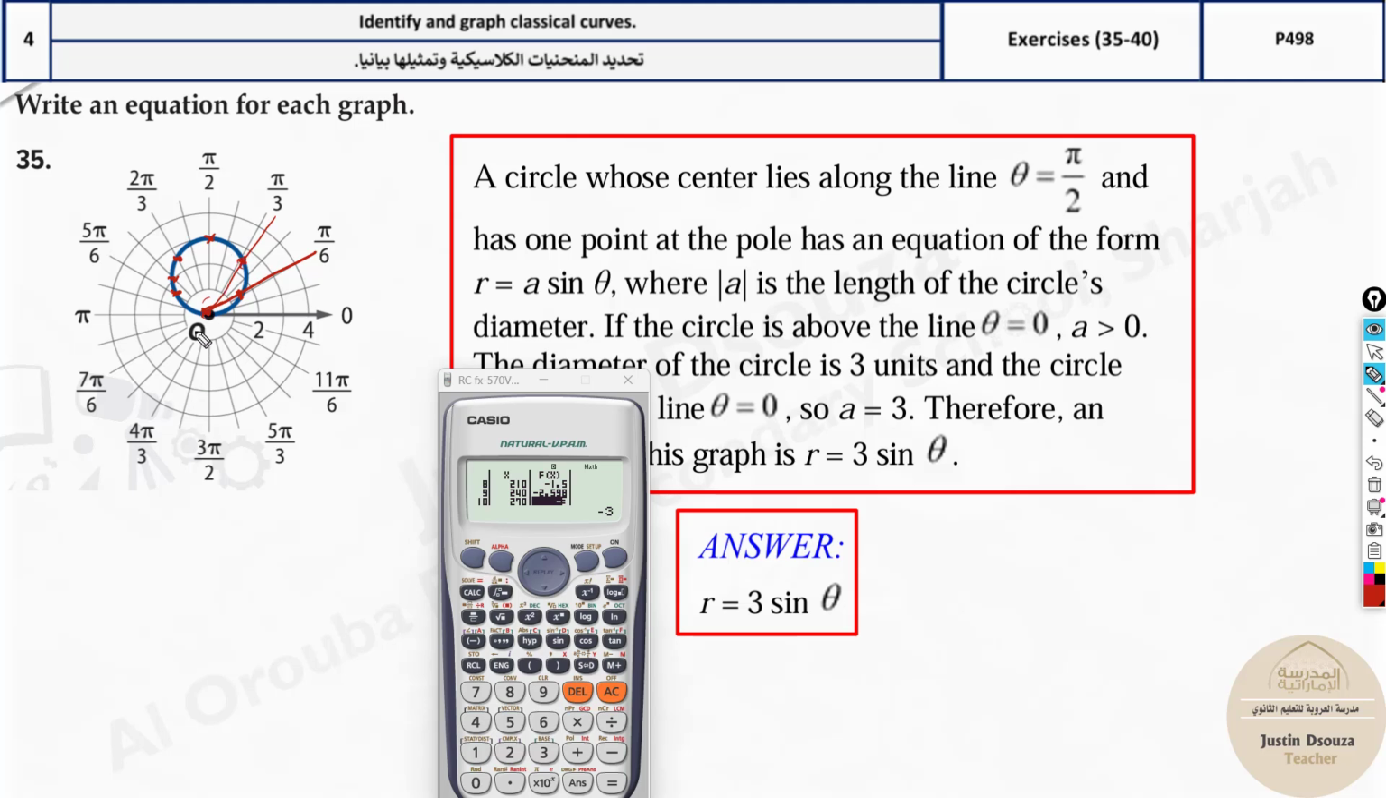270 is over here, 3 pi by 2, right? Minus 3. So not over here, it's minus 3. This is the point. So this is how we get a circle. If you get one circle, that's enough. You can easily differentiate the graph. So that's how we do these problems.